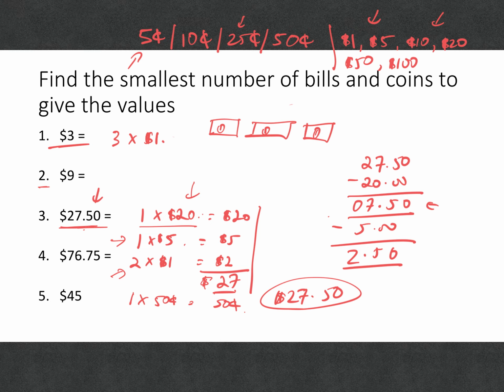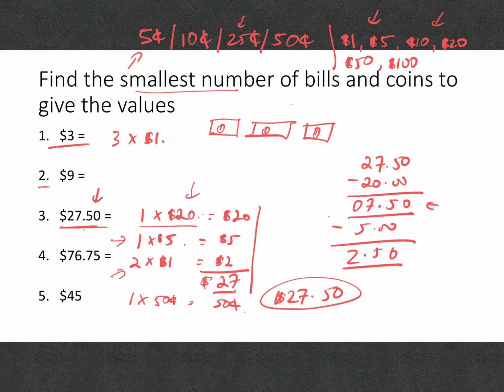One $20 bill, one $5 bill, making it two bills we're paying them, two $1 bills, so that'll be four bills in total, a 20, a 5, a 1, and a 1, and then one 50-cent piece. So we would be giving them in total four bills and one coin, which is the smallest number of bills and coins to give the values.